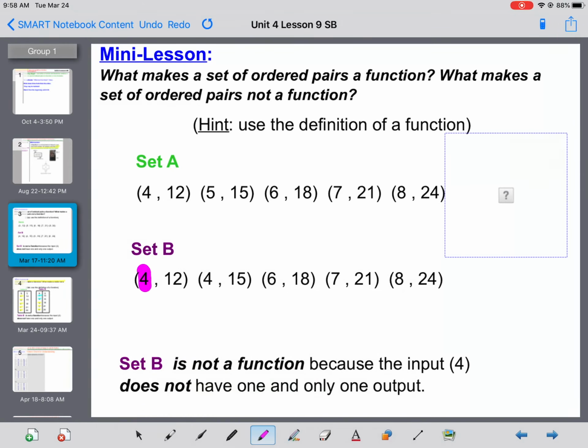Set B has the number 4 occurring 2 times and having more than one output, the number 12 and the number 15. So set A is a function because each input only appears one time. There's only one 4, there's only one 5, there's only one 6, there's only one 7, there's only one 8. But set B is not a function because the number 4 appears more than one time and does not have one and only one output. It has the number 12 as an output and the number 15 as an output.